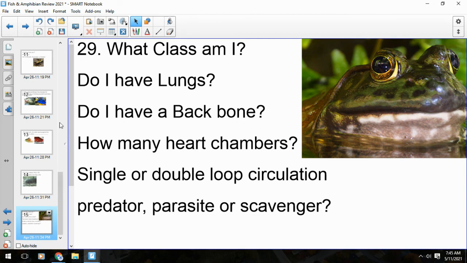And then lastly, what class? So I am going to be class amphibian. Do I have lungs? Yes. Do I have a backbone? Yes, because you're a vertebrate. How many heart chambers? Three. And then do we have single or double loop circulation? We have a double loop, okay, which gives them an advantage. And is he a predator, parasite, or scavenger? So all amphibians will be predators.